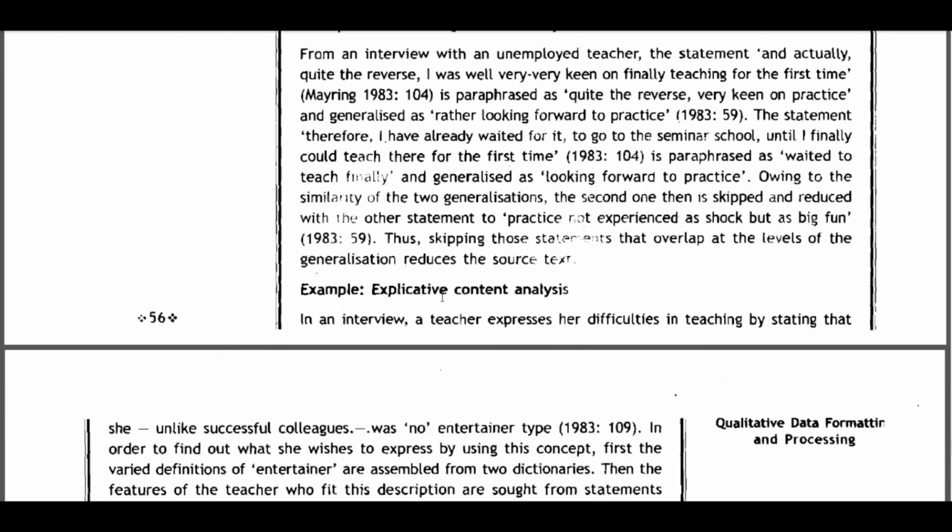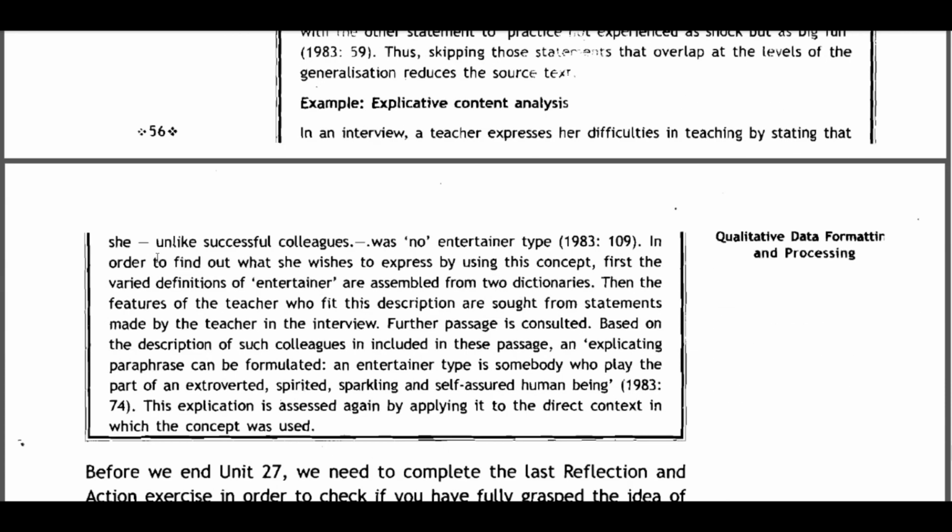Examples of explicative content analysis. In an interview, a teacher expressed her difficulties in teaching by stating that she, unlike successful colleagues, was no entertainer type. In order to find out what she wishes to express by using this concept, first, the varied definitions of entertainer are assembled from two dictionaries. Then the features of the teacher that fit these descriptions are sought from the statements made by the teacher in the interview. Further passages are consulted. Based on the descriptions of such colleagues included in this passage, an explicating paraphrase can be formulated. An entertainer type is somebody who plays the part of an extroverted, spirited, sparkling and self-assured human being. This explanation is assessed again by applying it to the direct context in which the concept was used.